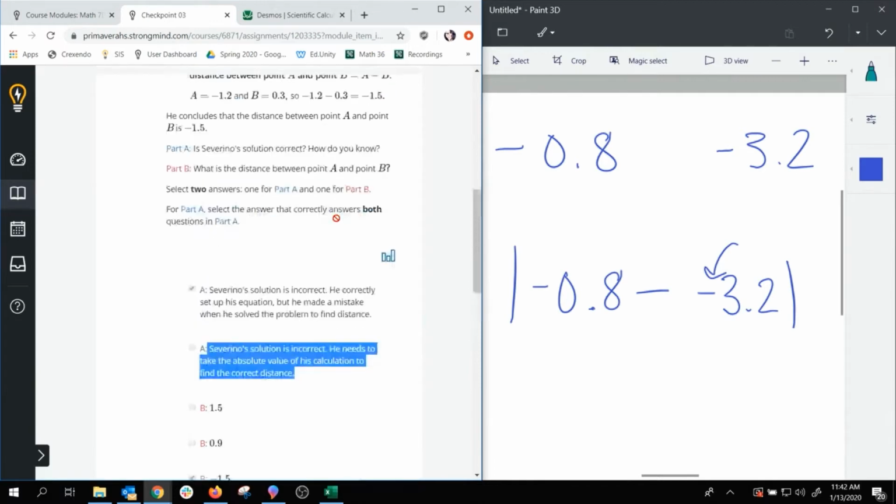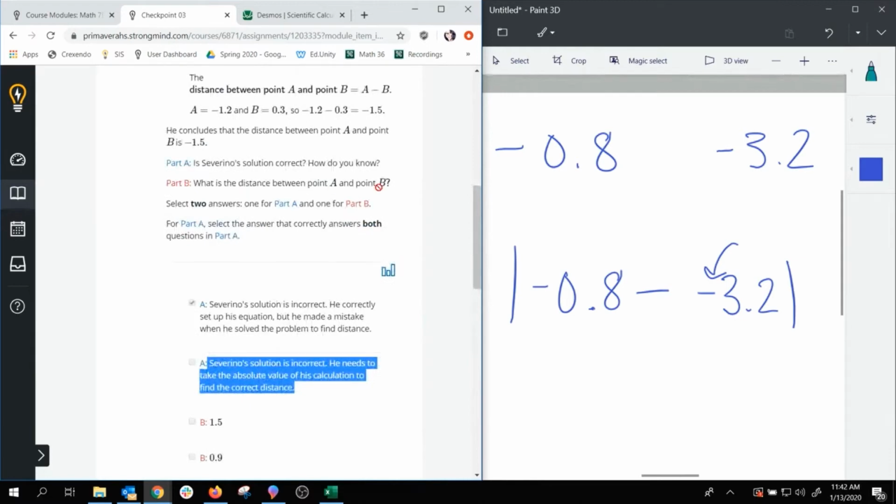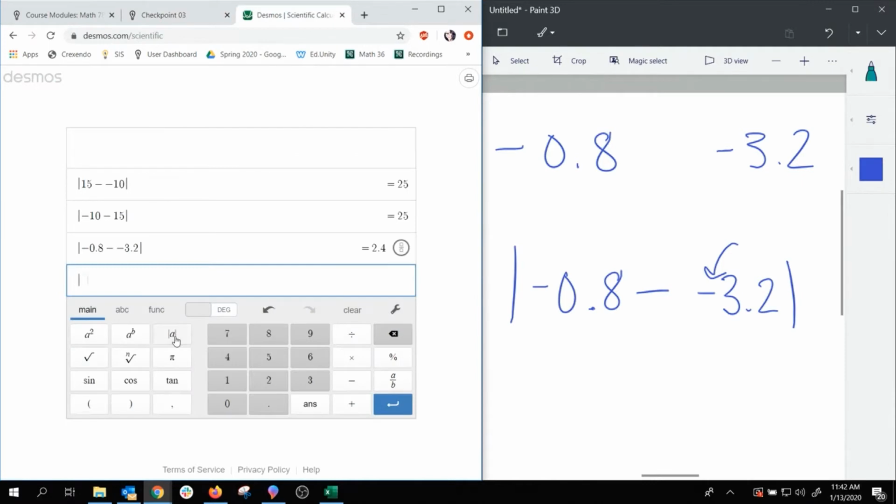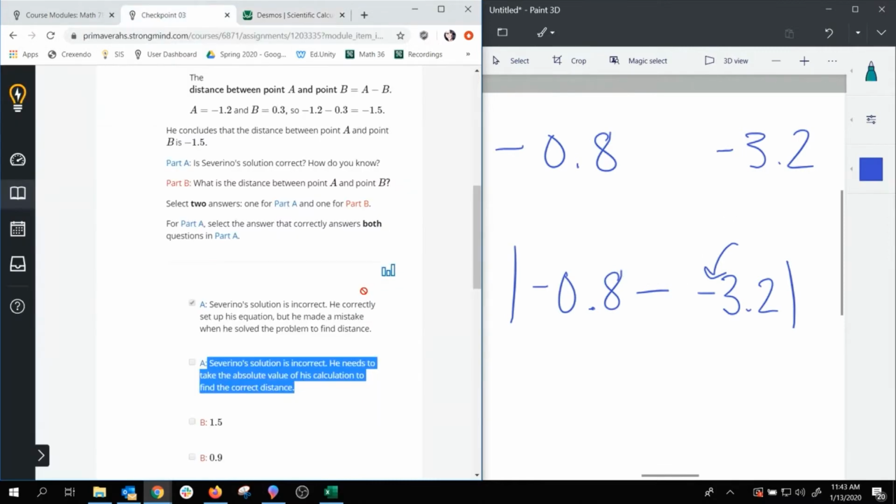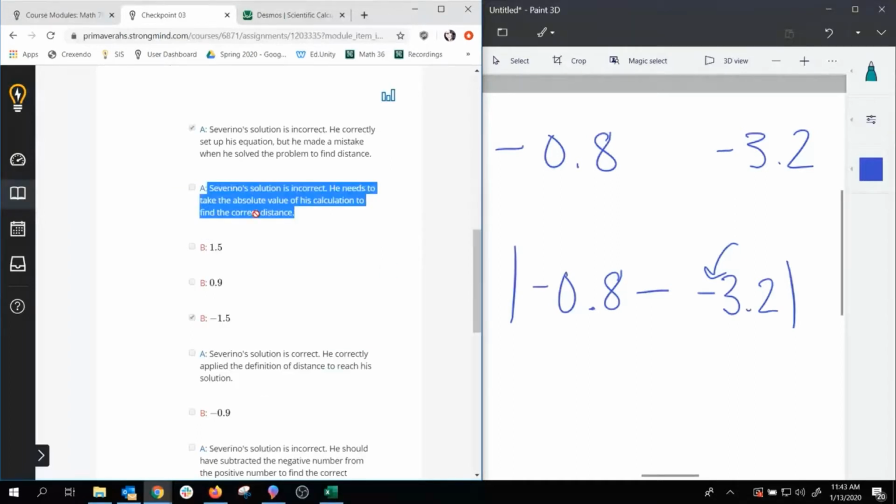And then for part B, we want to know what is the distance between those 2 points. Well, if we calculated it, it was negative 1.2 minus 0.3. We should have positive 1.5. So this answer for A should be a positive 1.5. Remember, distance should always be positive. So anytime a question's asking you what's the distance, never pick a negative answer. It should always be positive.